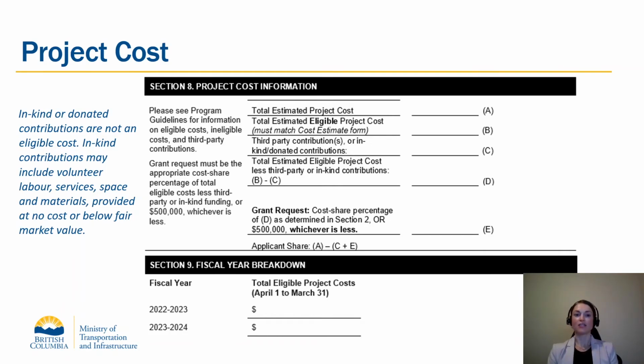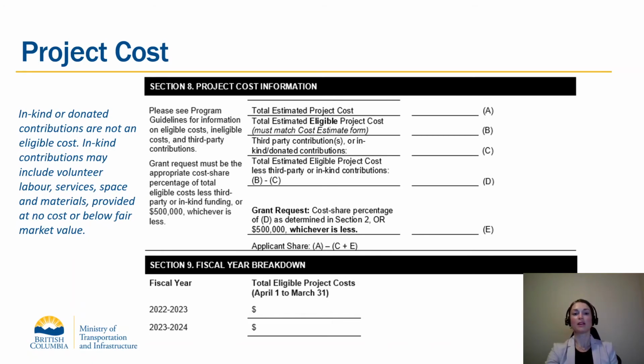Then, enter the dollar amount of any third-party contributions or in-kind donated contributions. A third party is any person or organization other than the province who is providing funding towards the project. In-kind or donated contributions include volunteer labor, services, space, or materials that are provided for free or below market value. Note that the Federal Gas Tax Community Works Fund is not considered a third-party contribution because it is part of the local government's general revenue.